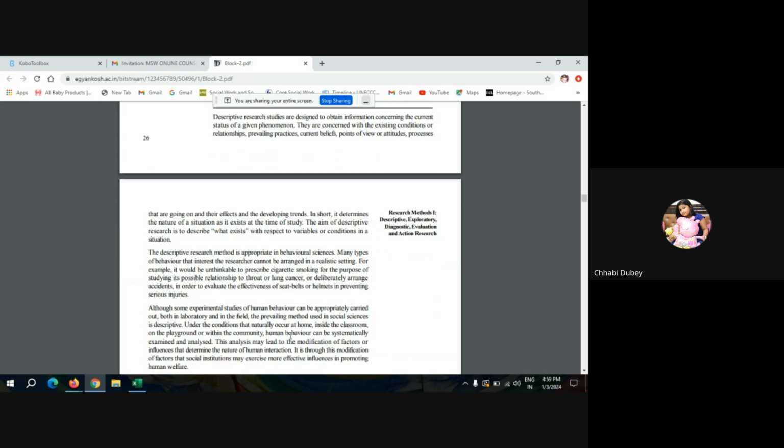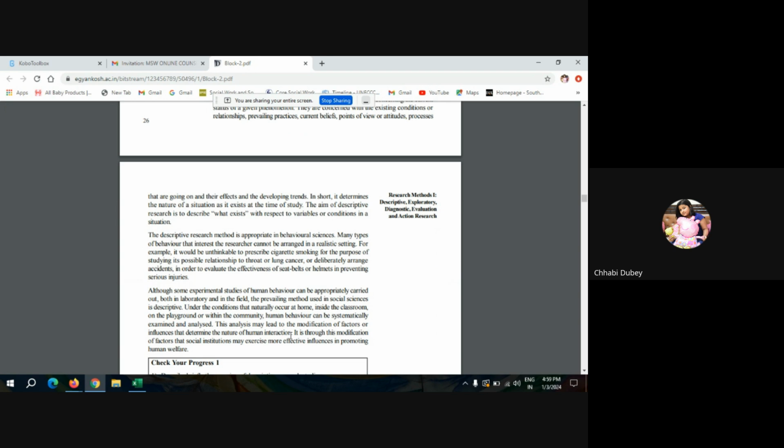Although some experimental studies of human behavior can be appropriately carried out in the laboratory as well as in the field, the prevailing method which is used in social sciences is descriptive. So usually we use descriptive research to describe a current phenomenon, the current status of a phenomenon. Under the conditions that naturally occur at home, inside the classroom or the playground or community, human behavior can be systematically examined and analyzed.